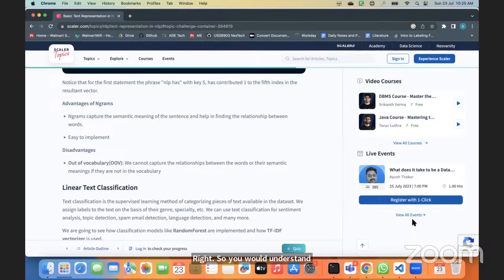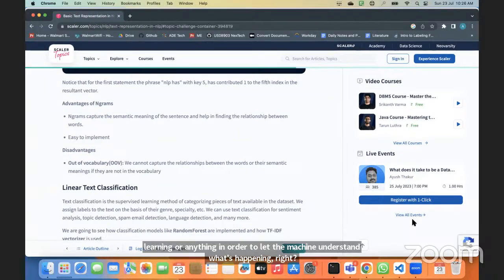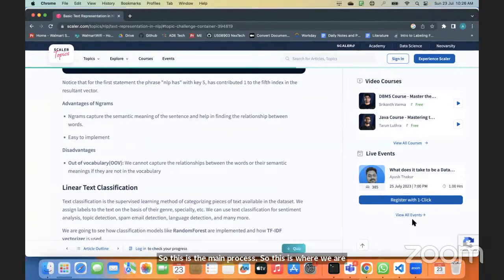Vector text representation is the most basic thing in NLP, and everyone has to do this in some way, like statistics, deep learning, or anything, in order to let the machine understand what's happening, right? So this is the main process. This is where we are converting words into maths. How good you do this relates to how well your model will perform.